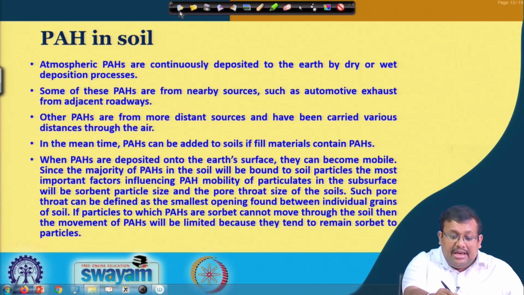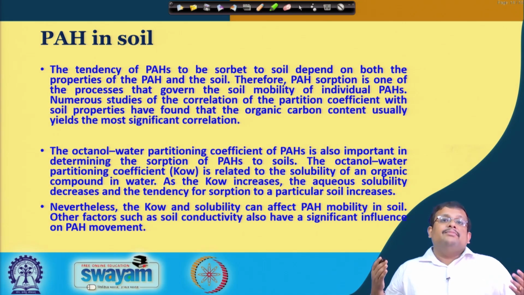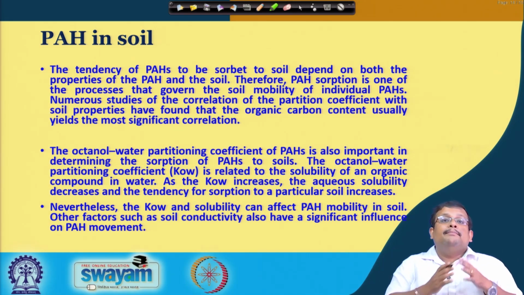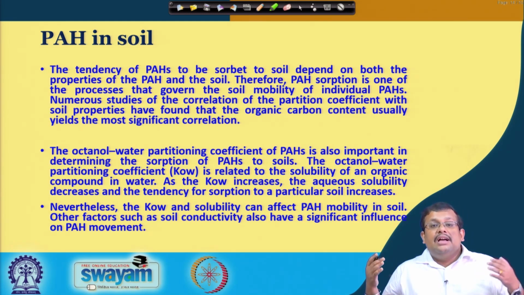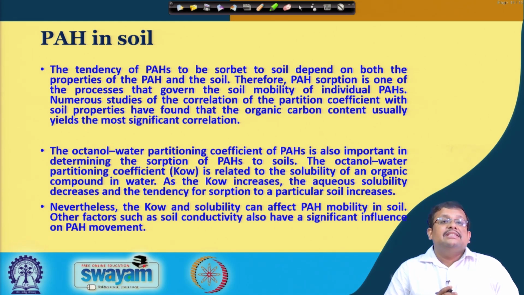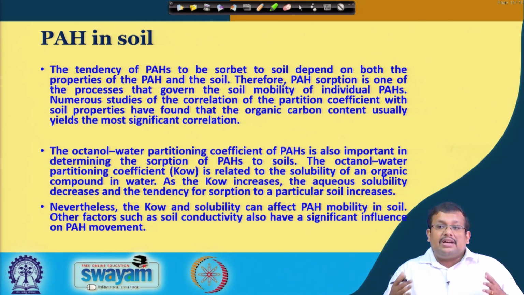Now, if we see other factors for pH retention in the soil, the tendency of the pH to be sorbate on soil depends on both the properties of the pH and the soil. So, therefore, pH sorption is one of the processes that governs the soil mobility of individual pH. Numerous pH related studies of the correlation of the partition coefficient with the soil properties have found that the organic carbon content usually yields the most significant correlation, obviously because organic compounds have their own attractive adsorption capacities.